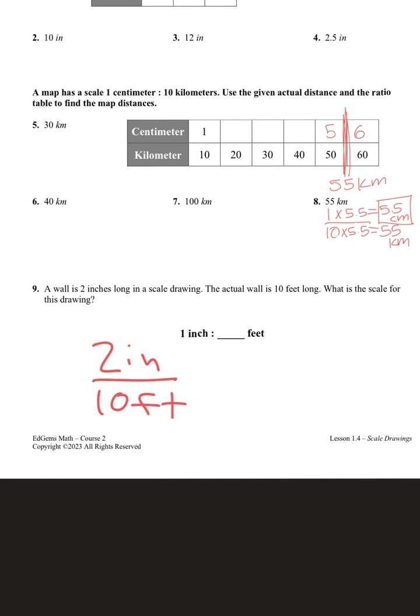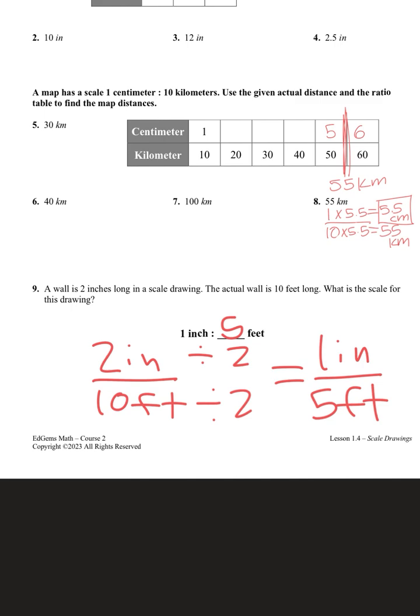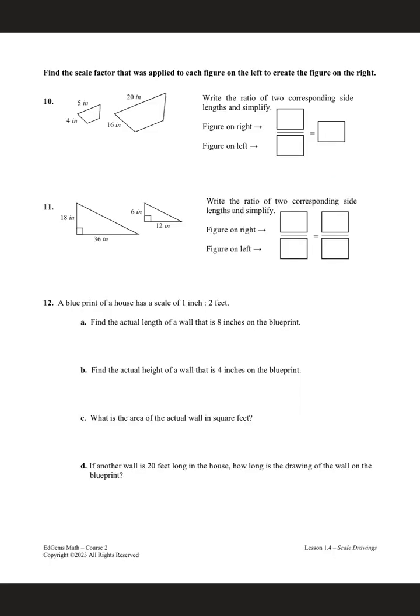So all you have to do in this case is just simplify. So what's the greatest common factor of 2 and 10? In other words, what number will go into both 2 and 10 evenly? What's the biggest number you can think of? 2. So I'm going to divide both the numerator and the denominator by 2. And then 2 divided by 2 is 1. And then 10 divided by 2 is 5. So the scale for this drawing is 1 inch to 5 feet. And that is your final answer. Okay, moving on to the next page.